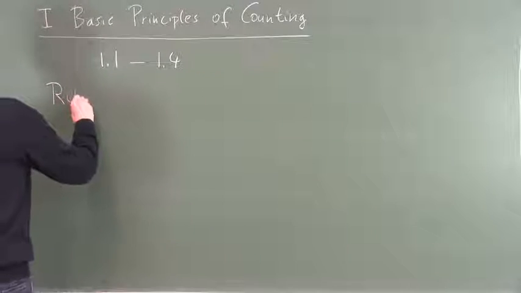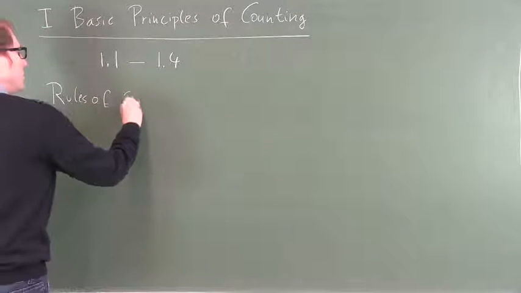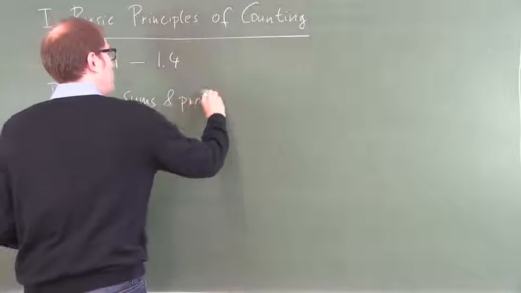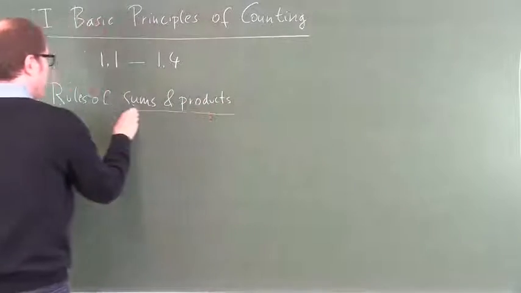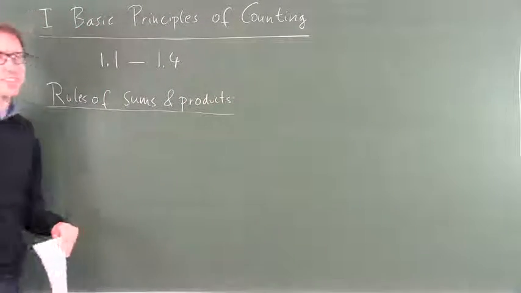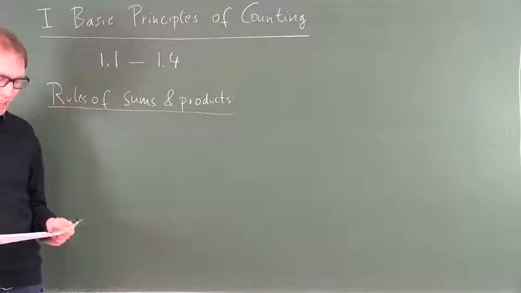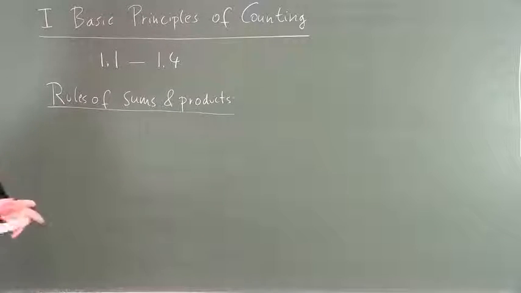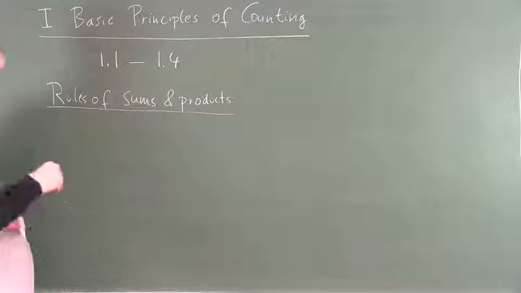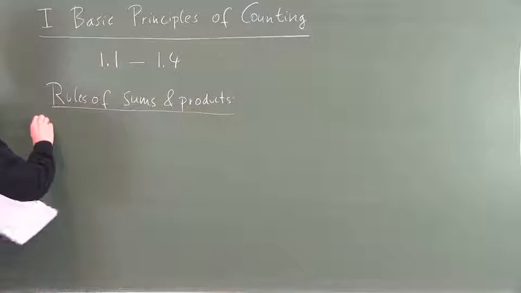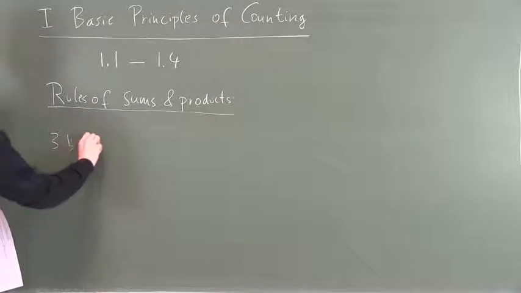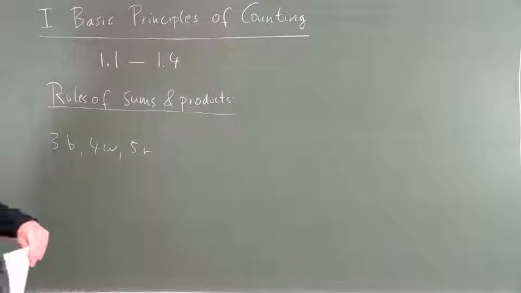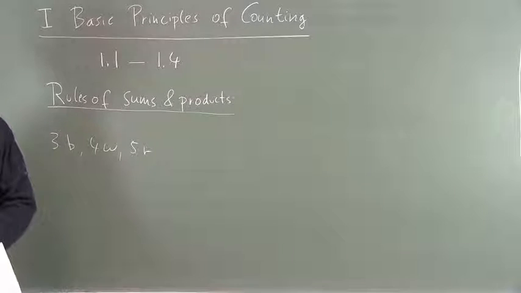And this is really easy. Namely, think about the following situation. You have 3 black shirts, 4 white shirts, and 5 red shirts. So, how many ways can you choose a shirt?